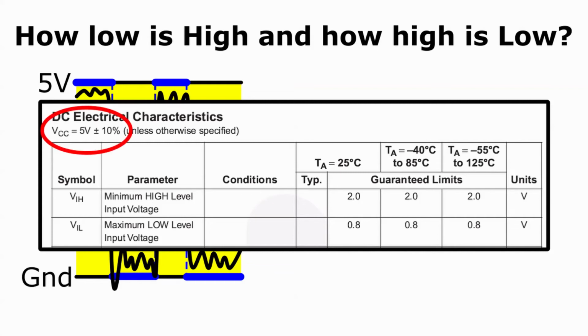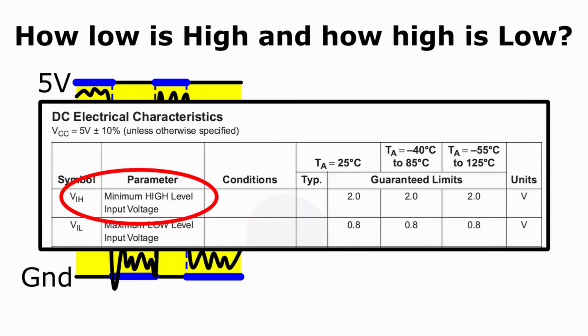Note that the power supply voltage must be within 10% of 5 volts. Figures are given for 3 temperature ranges. From left to right, they are room temperature, which is 25 degrees Celsius, an industrial range from minus 40 degrees to plus 85 degrees, and an even wider range from minus 55 to plus 125 degrees.